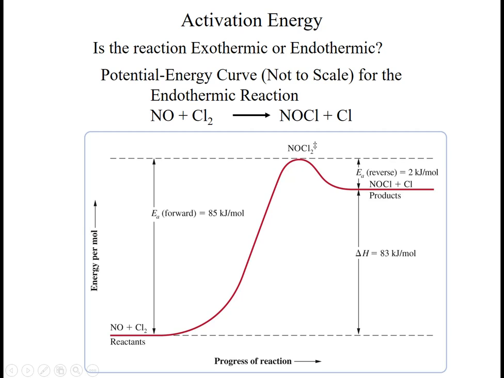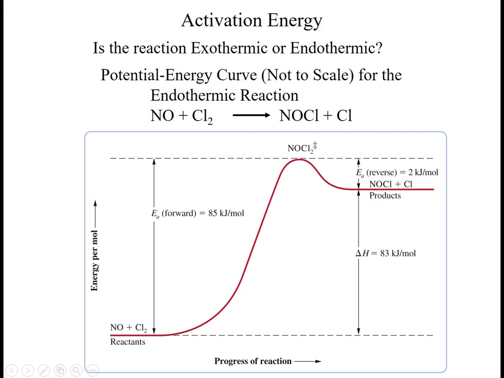This is an endothermic reaction on a potential energy scale. The x-axis is just time or progression of the reaction, and the y-axis is the energy. Here are my reactants, and I have something called Ea forward, which is the activation energy of the forward reaction. For an endothermic reaction, the products' energy has to be higher than the reactant energy. So I knew by looking at this it was an endothermic reaction, because the products are at a higher energy.